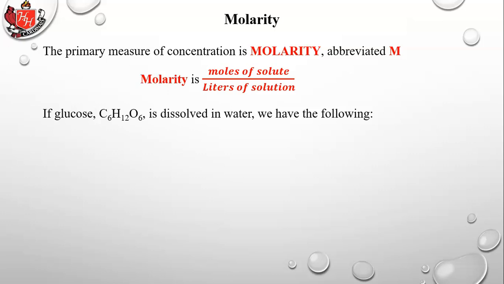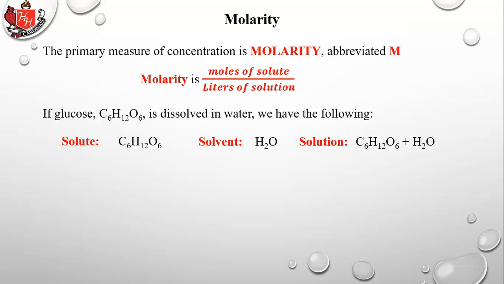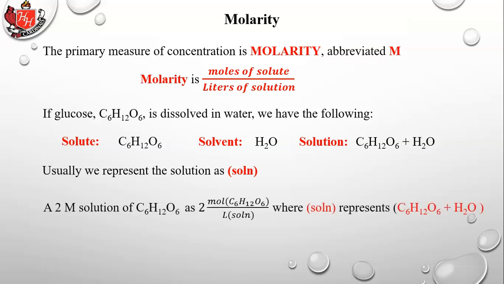If glucose is dissolved in water, we have the following. Solute is the glucose, solvent is the water, and the solution is the two of them mixed together. Usually we represent solution as SOLN. So when you see SOLN, it means the solute and the solvent added together. A 2 molar solution of glucose is written as 2 moles of glucose over 1 liter of solution, where SOLN represents the glucose plus the water. So study how that is set up there. That's called a derived unit. It's made up of 2 different units, moles and liters, and that creates a unit called molarity.